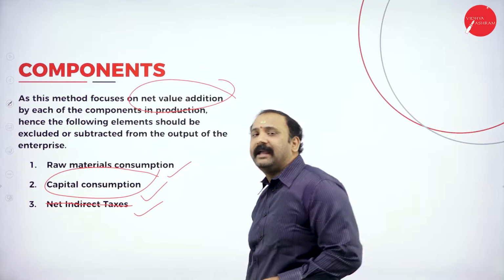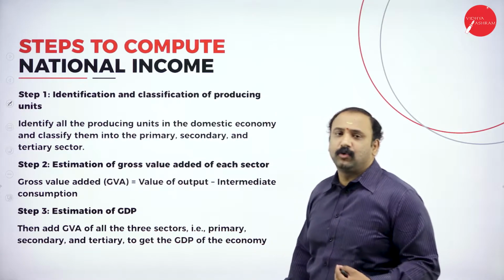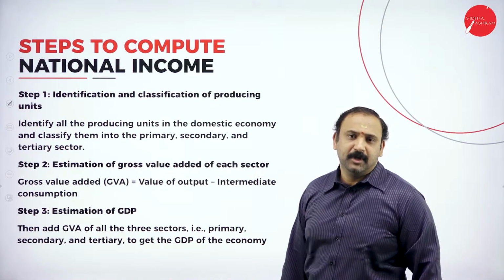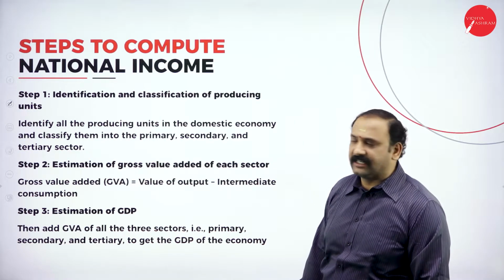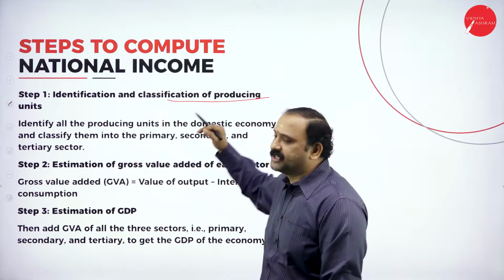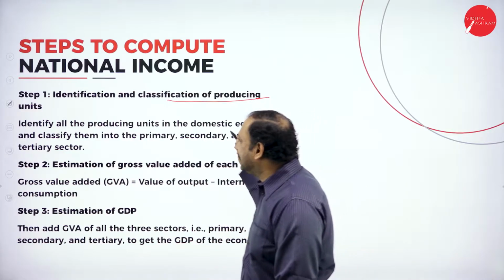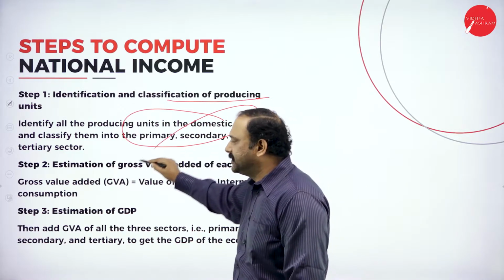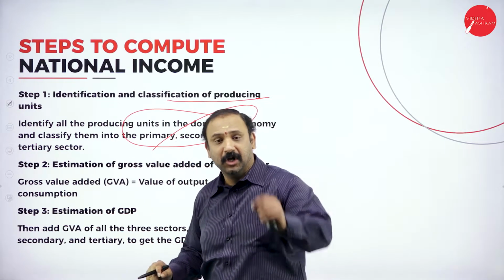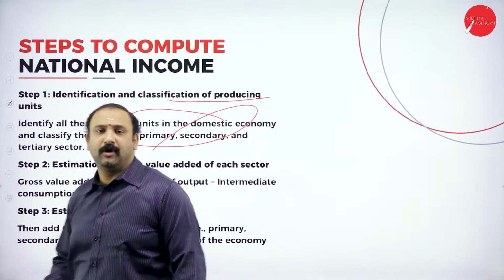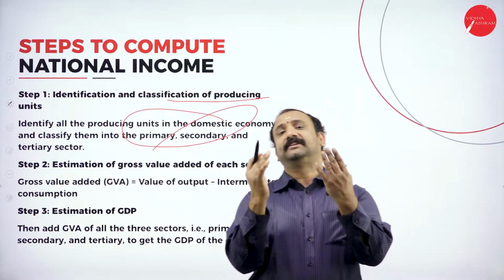Then only you will be able to arrive at the net value addition, followed by steps to compute national income. So what are the steps involved in computing the national income? Identification and classification of production units. So that's the producing units. We identify all the producing units of the domestic economy and classify them into primary, secondary and tertiary sector. A very, very important factor in economics that you have to learn. What is the primary sector, what is the secondary sector, and what is the tertiary sector.